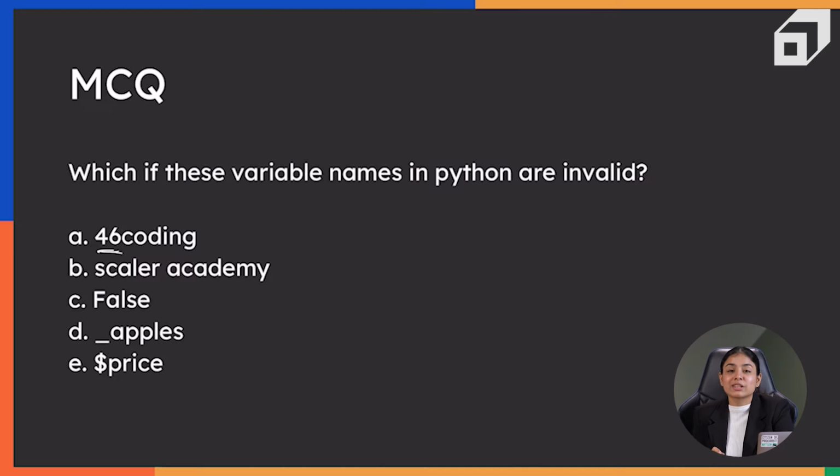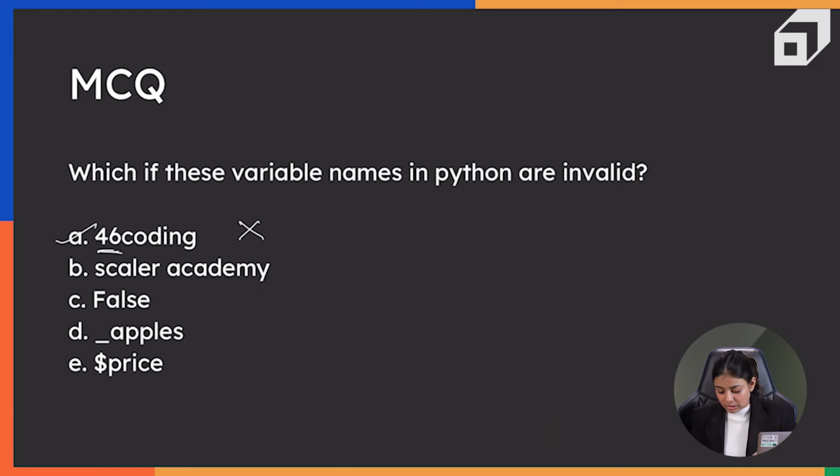Okay, and now quickly, let's do an exercise. Let's do an MCQ round where you'll tell me which of these variable names in Python are invalid, which are not valid variable names. And also you have to see why these are invalid. Starting with the first one, is this a valid one? It's not. Why? Because this starts with a digit, and we just saw that a variable name cannot start with a digit, only with an underscore or with a letter. So this is not valid. This is an invalid variable name.